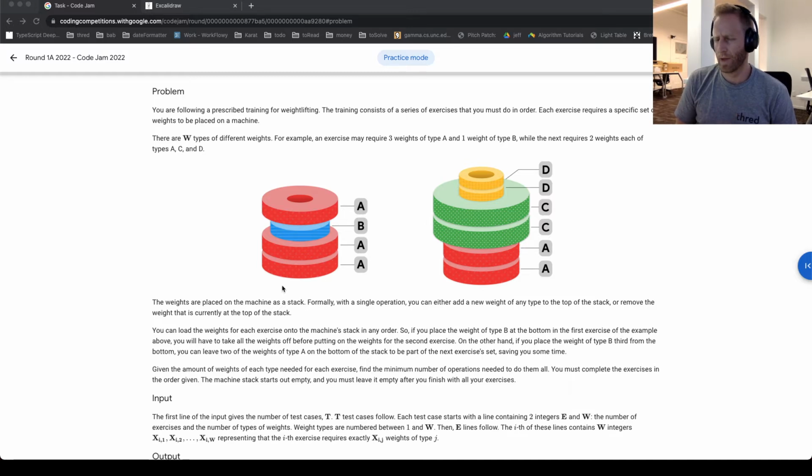And since it's a stack, if you have to remove a weight from near the bottom of the stack, then you have to remove all of the weights above that. So that's really bad. One strategy could be to look at which weights you need to use a lot in the upcoming exercises and try to have those towards the bottom, and store weights that aren't used very often near the top. But let's have a deeper look at that.